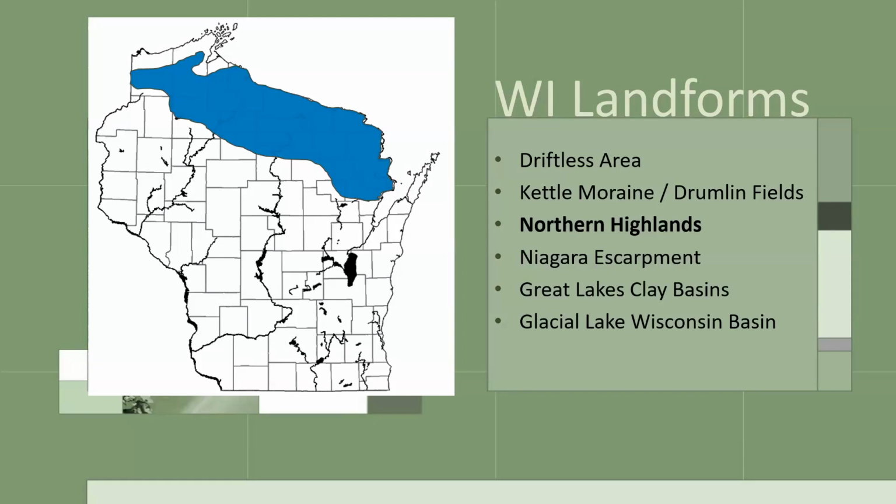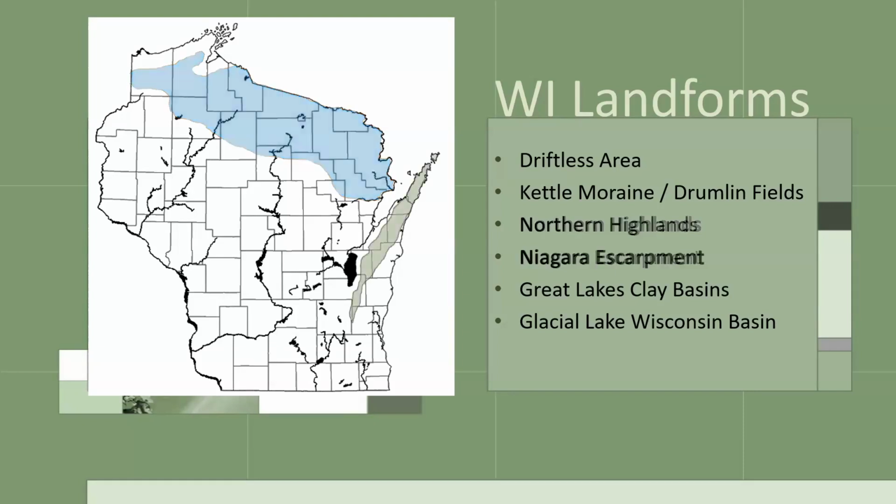And then we're also going to look at the Niagara Escarpment. The Niagara Escarpment is the same one that wraps around to Niagara Falls out in New York, but it has some unique geology and landform, and presents some challenges, mostly through Door County and through that eastern finger of the state of Wisconsin over there.